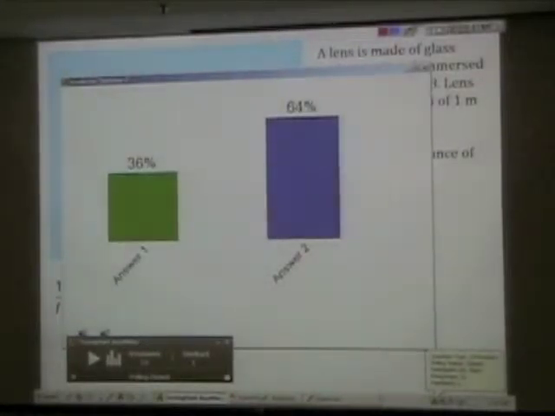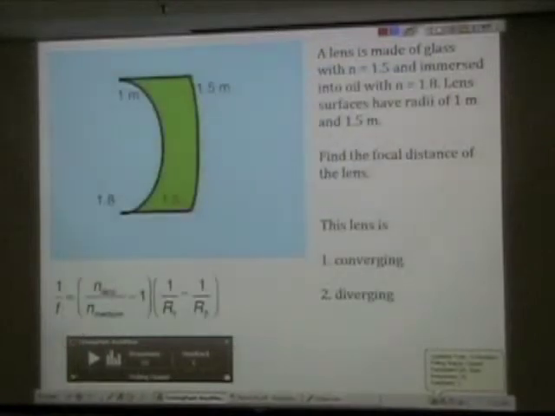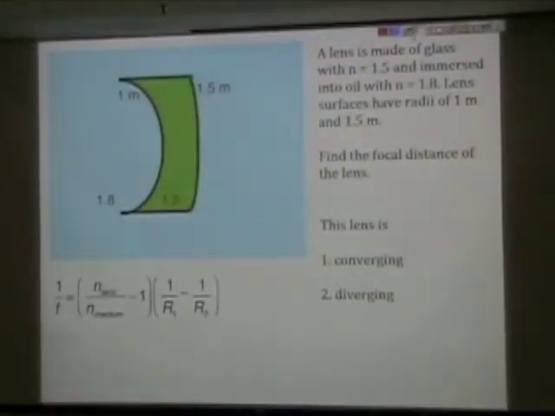Well, close to 50-50. Let's see. This is the first surface. When the first surface is concave, what does it tell us about the radius? What is the rule? Anyone? Yes.